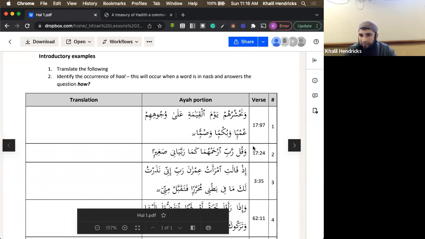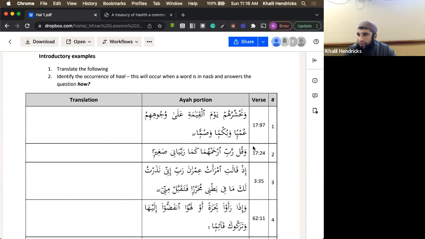Umyan means blind. Wa bukman. Bukman means dumb. Summan means deaf. But you can see the summan has a wah before it, and the bukman has a wah before it. So when you have a wah before a word, usually it just tells you it's getting added to a list. What hal is the word umyan in? You can see it's in nasb. Is it the ism? Yeah, definitely. It's a tanween. What is it telling me in the sentence?